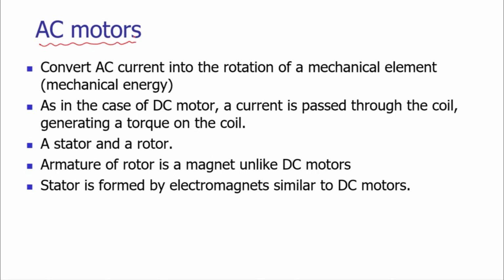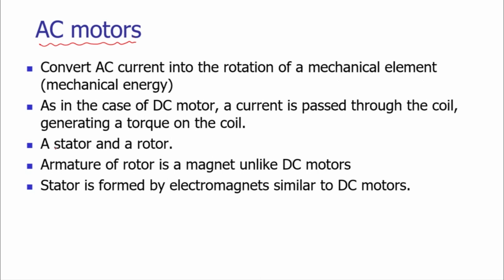In case of DC motor, we have seen a current is passed through a coil, and that current carrying conductor is placed in magnetic field. Due to the interaction of the electricity which is passing through the coil and the magnetic field, a torque is generated on the coil, and that is used to generate the required rotary motion.